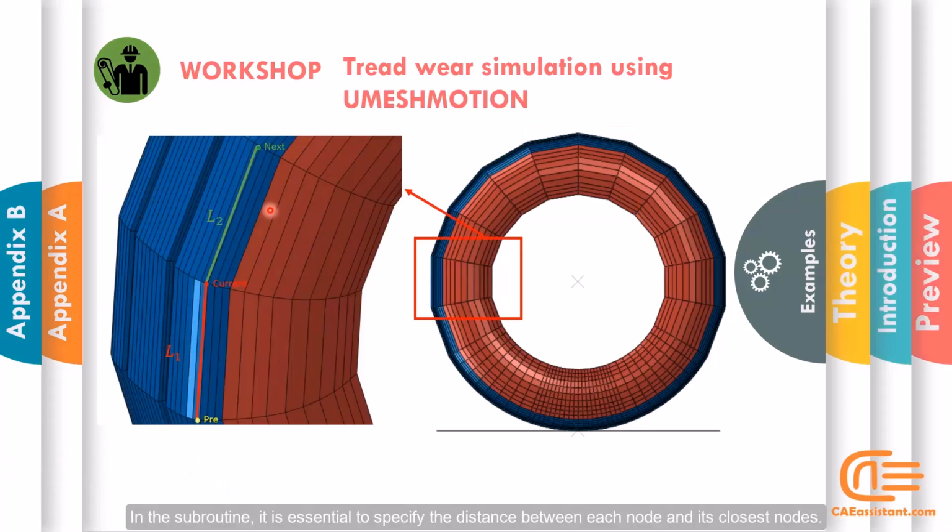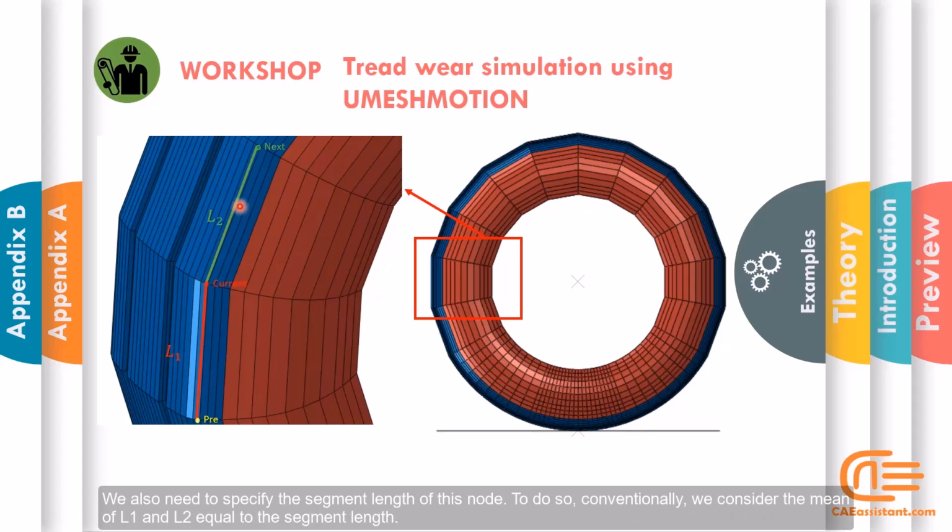In the subroutine, it is essential to specify the distance between each node and its closest nodes. For example, here we specify the distance between the next and previous nodes with L2 and L1 respectively. We also need to specify the segment length of this node. To do so, conventionally we consider the mean of L1 and L2 equal to the segment length.